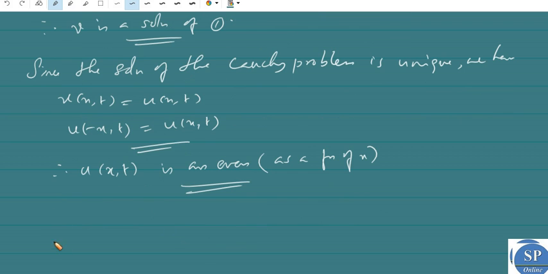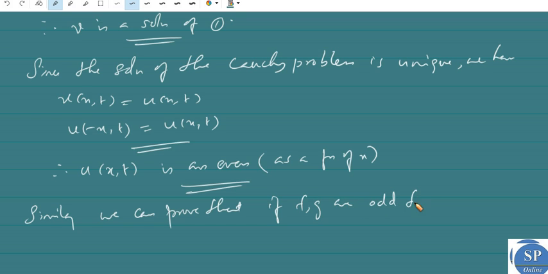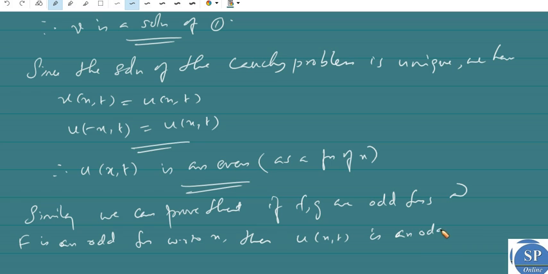Okay, similarly we can prove that if f, g and F are odd functions with respect to x, then u of x, t is an odd function. Okay, next we can discuss a problem.